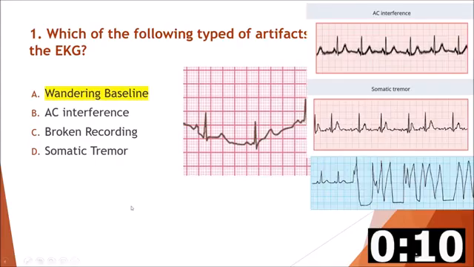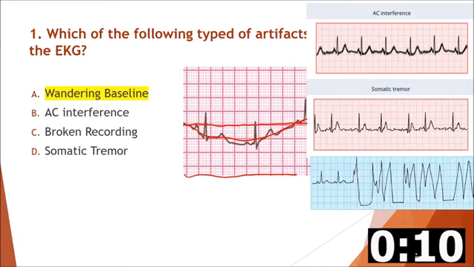Hopefully now you know the answer. And so for this one, the answer is a wandering baseline. Remember that the isoelectric line, or the baseline, is supposed to be perpendicular to the bottom of the paper. In this case, we can see that it wanders. We don't want that, and that is why it's called a wandering baseline. The most common reasons for this is usually patient breathing, patient movement. Sometimes if the electrodes are coming a little off, you might also see a wandering baseline. But those are usually the most common reasons for a wandering baseline.